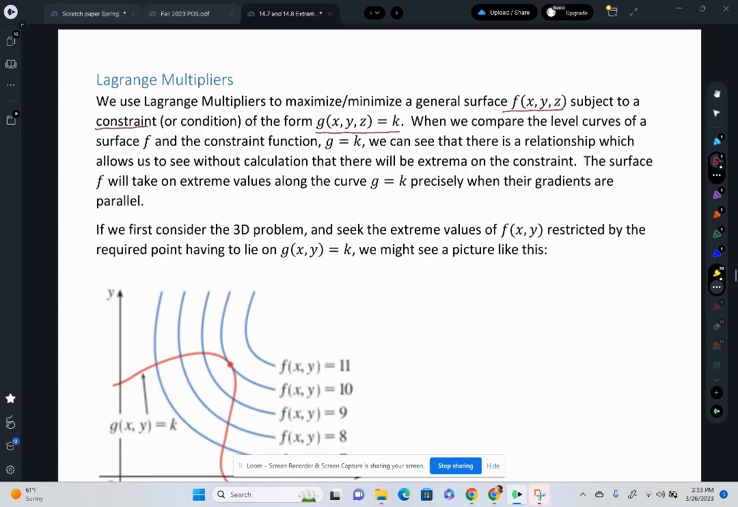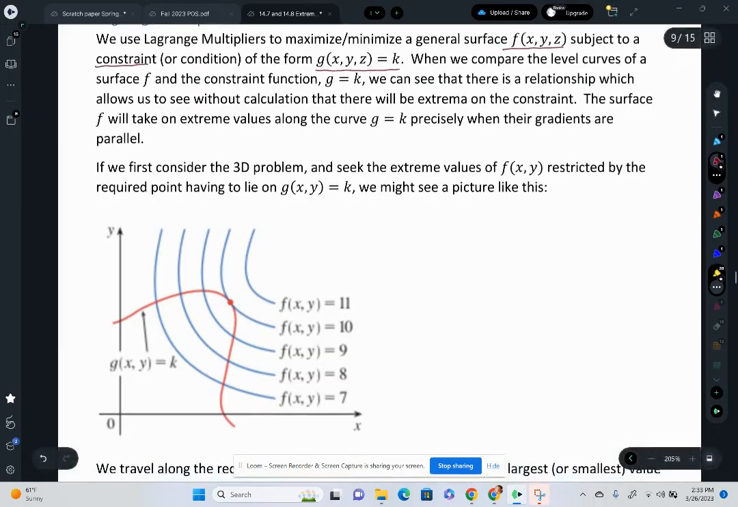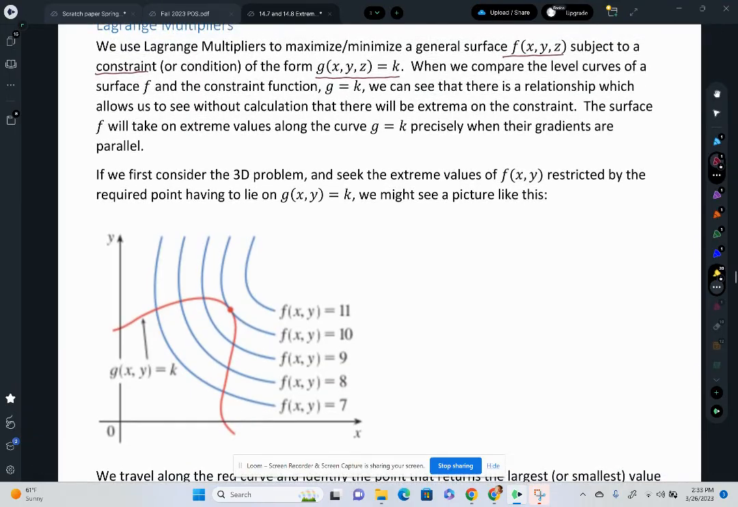So the idea here is that we're going to compare the level curves of a surface and our constraint function. And so what we've got right here is a picture below. In red is the constraint. That's our g of x, y is equal to k. So that's a constraint. Whereas in blue, we have the f of x, y. These are the level curves of our surface so that we can look at this two-dimensional image of it.